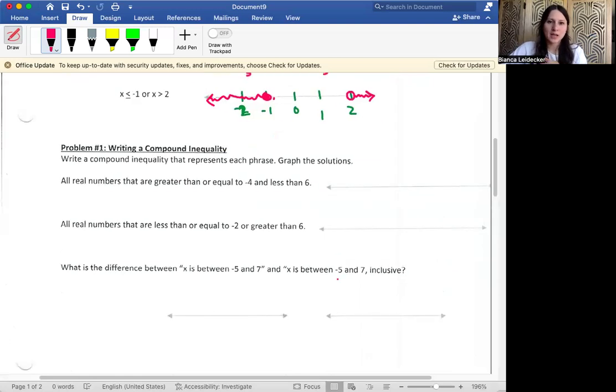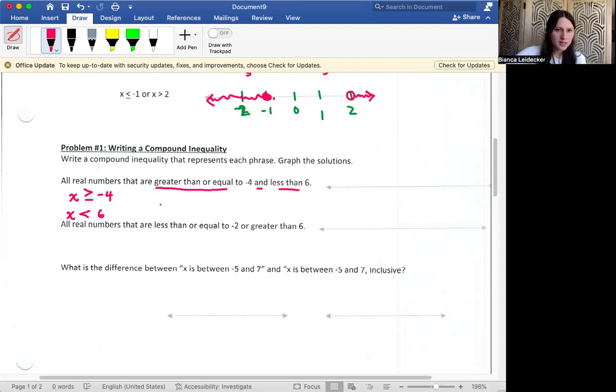So how would we write a compound inequality if we were given a phrase? So let's read this. All numbers that are greater than or equal, keywords here, to -4 and less than 6. So the value of x, let's separate these little statements here, would have to be greater than or equal to -4 and x would have to be less than 6. So 6 is the greatest value x could be.